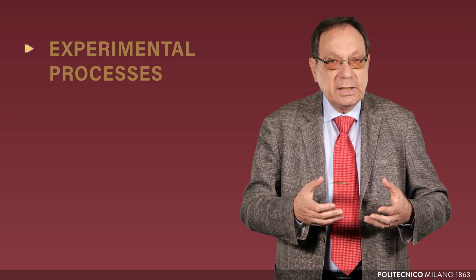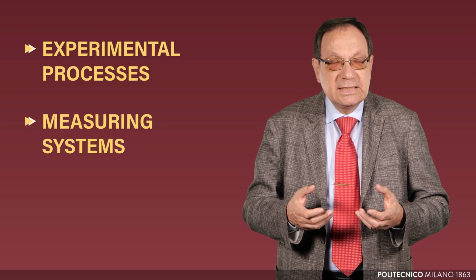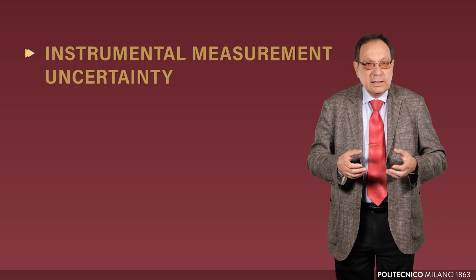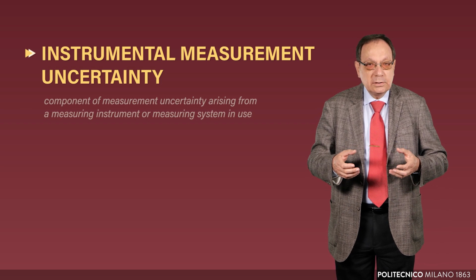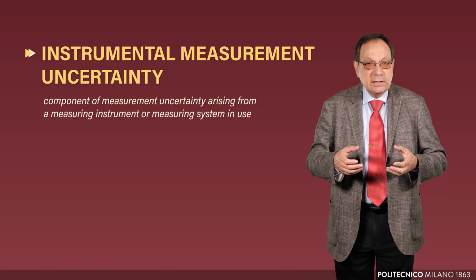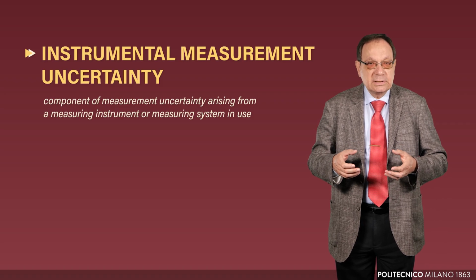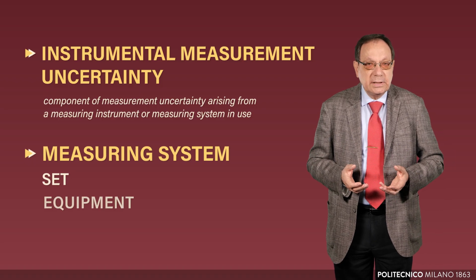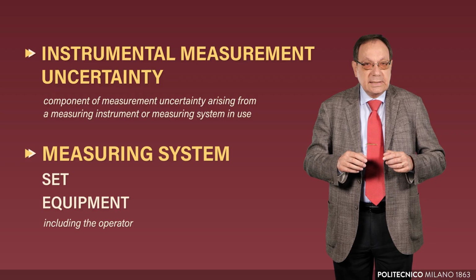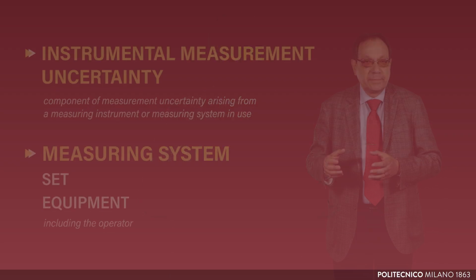The other part of the measurement model that gives rise to a significant contribution of uncertainty is that of the experimental processes in which measurement systems are used. Here arises the component known as instrumental measurement uncertainty, defined by the VIM as a component of measurement uncertainty arising from a measuring instrument or measuring system in use, where the measurement system refers to the set of instruments and equipment, including the operator, necessary to carry out the measurement. This component of uncertainty is often mistakenly considered the only or the most important component of uncertainty.